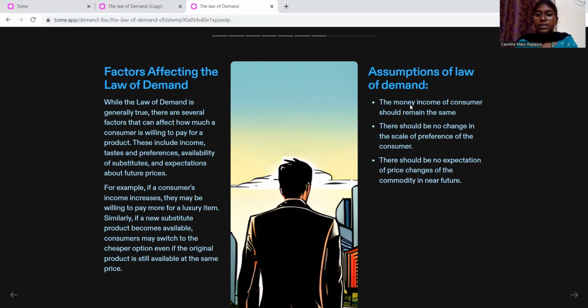And then coming to the assumptions of the law of demand. There are 3 assumptions: the money income of a consumer should remain the same. There should be no change in the scale of preference of a customer. There should be no expectations of price changes in a commodity in the near future. So these are the assumptions of the law of demand.